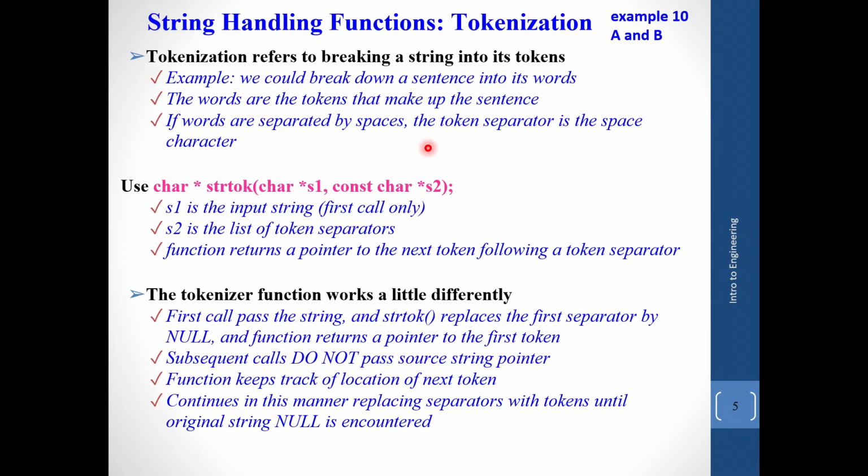Now, this doesn't always have to be words. We can separate a string by spaces, for example, but we could also separate a string by any other character that we want. And this could be a period, or it could be a semicolon, or it can be anything. Whatever you decide you want to separate it by can be the tokenization character. And let's look at an example of this.